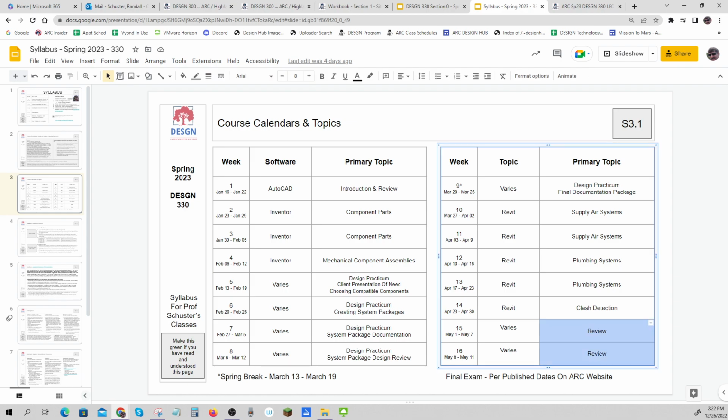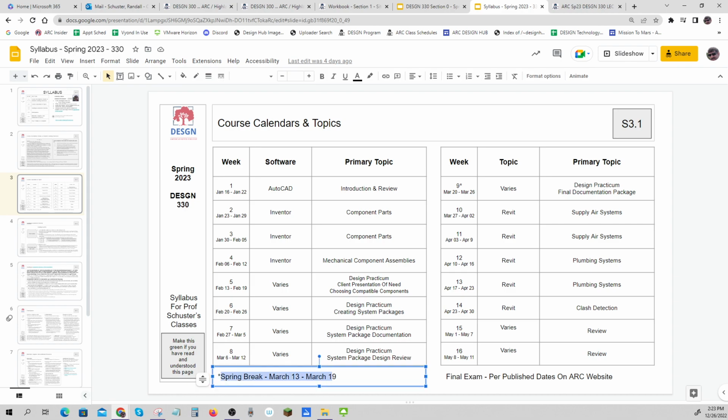And then we'll spend a couple of weeks doing review because this is a broad amount of stuff to do as we go. Okay, so there we go. We do have a spring break, March 13th through 19th, and our final exam will be per the published dates on the ARC website. I don't remember when those are right now, but we can go to the website to look those up. So there we go, course calendars and the topics of what we'll be working on.